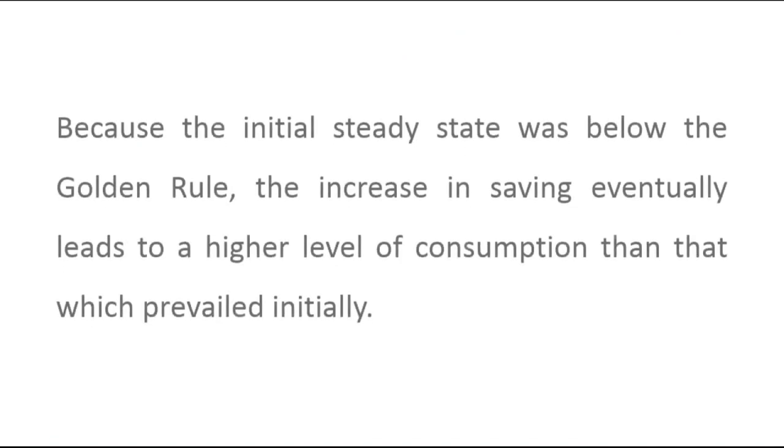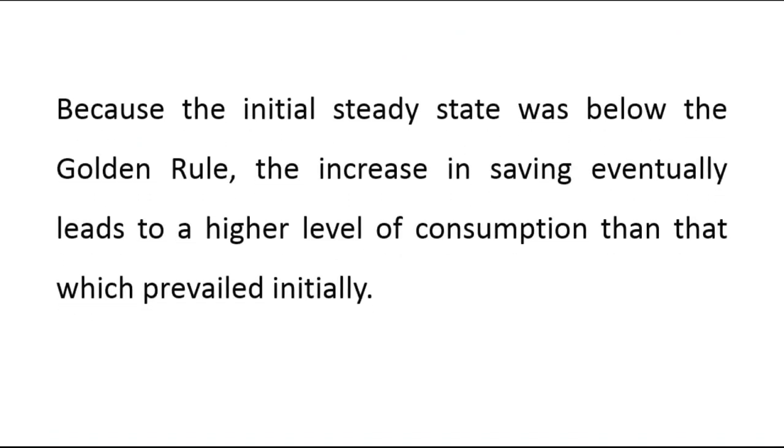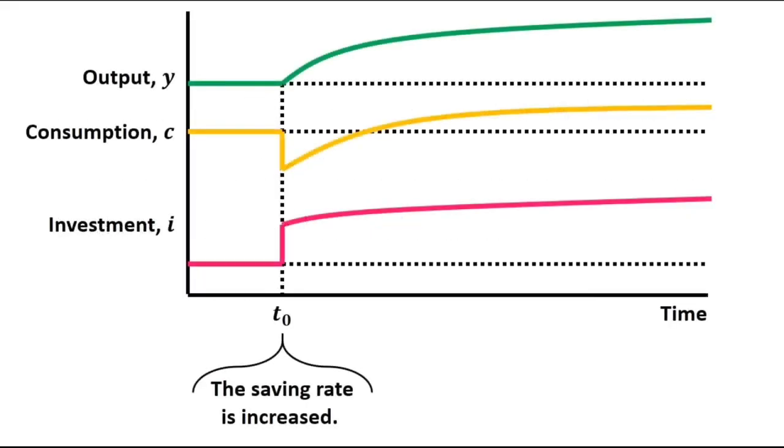Because the initial steady state was below the golden rule, the increase in saving eventually leads to a higher level of consumption than that which prevailed initially. So you can see a higher level of consumption than in the initial steady state. Clear?